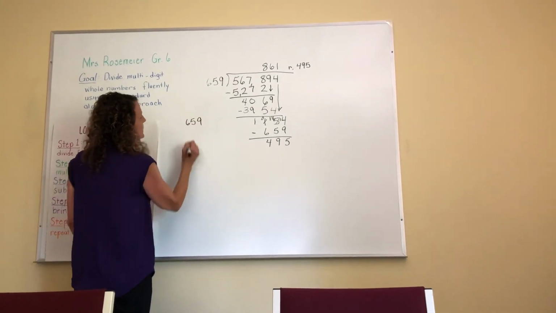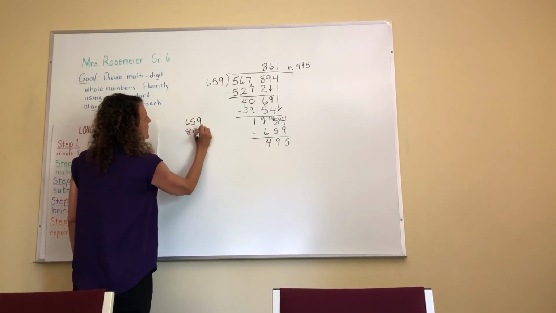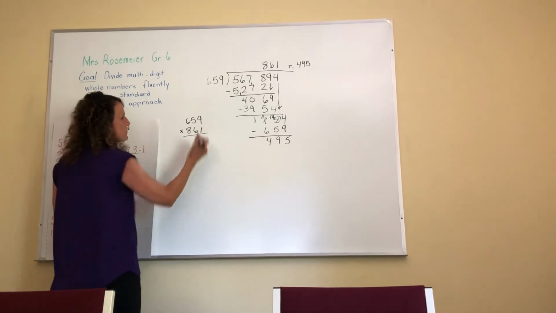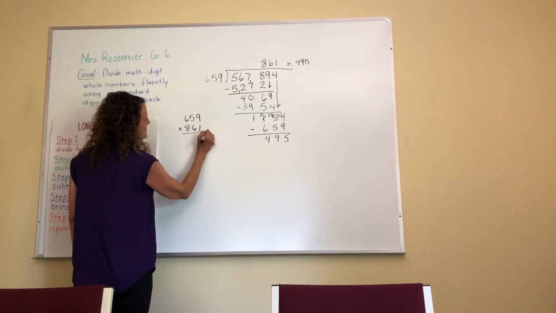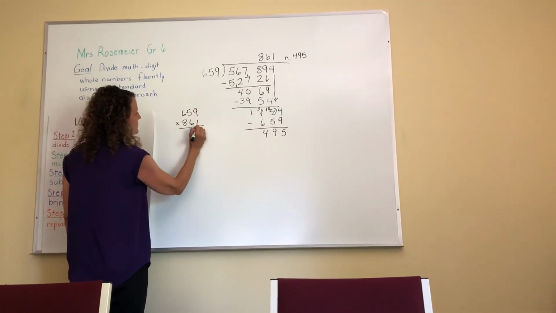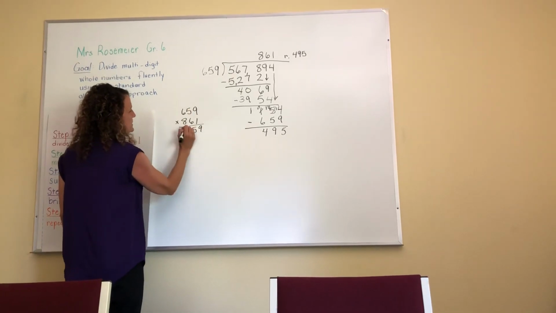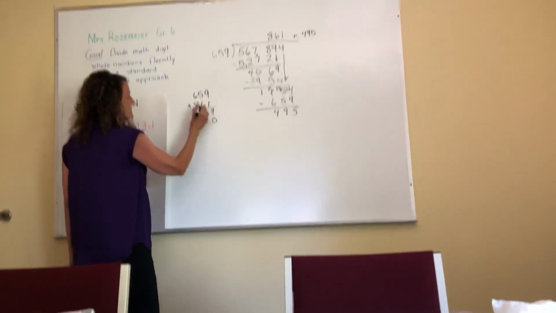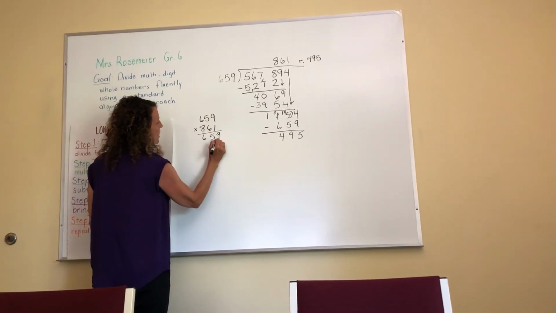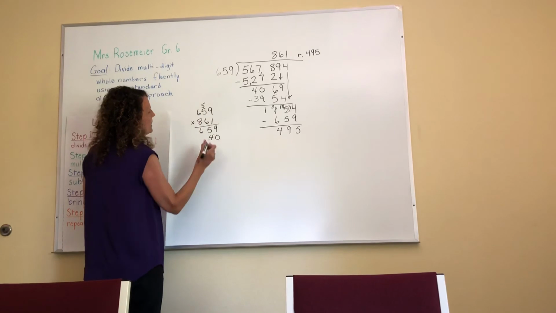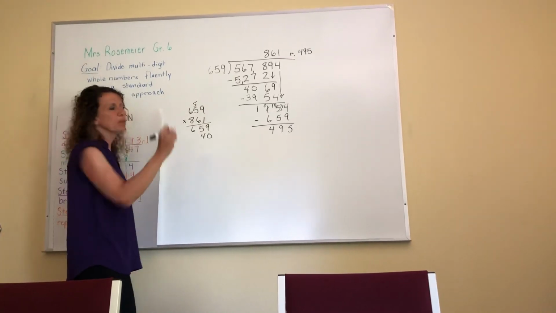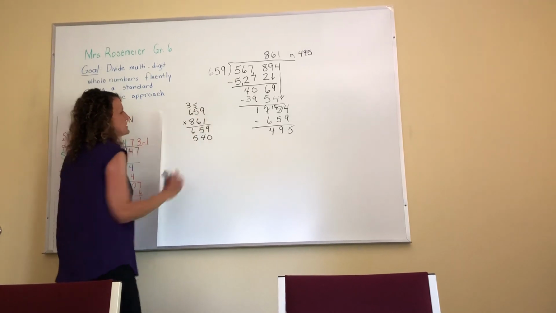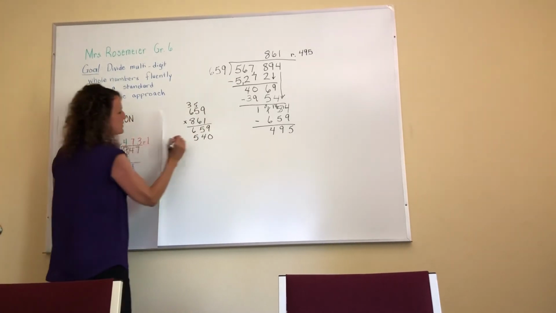Now, if we want to make sure this is correct, then we just come over here and write 659 times 861. We multiply this out. 9 times 1 is 9. 1 times 5 is 5. 1 times 6 is 6. Put our placeholder in. We've got 6 times 9, 54. 6 times 5 is 30, plus 5 is 35. 6 times 6 is 36, plus 3 is 39.